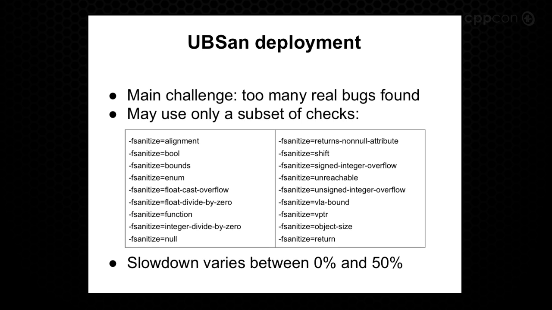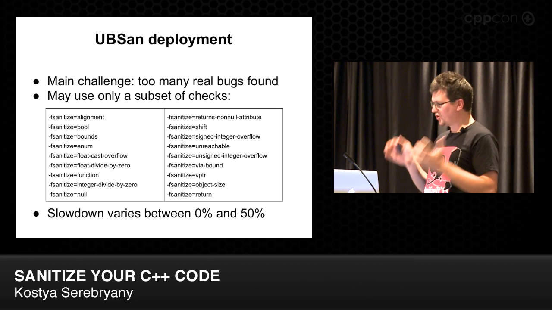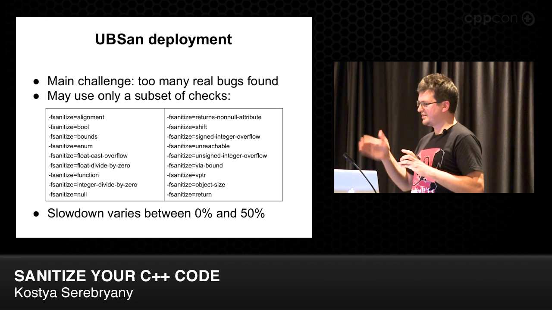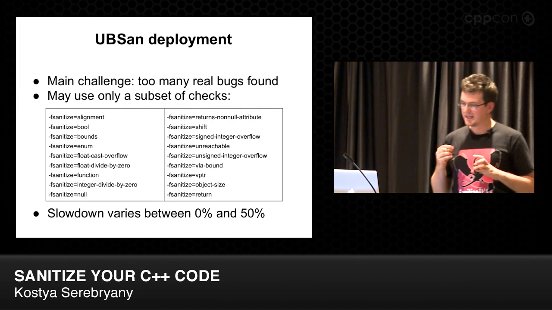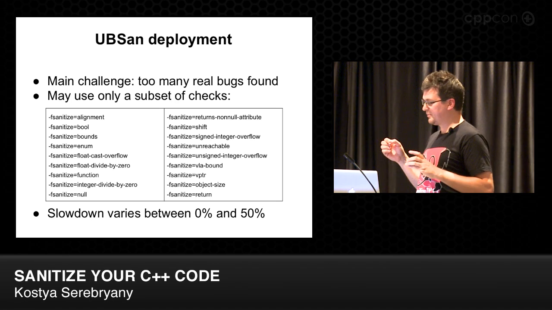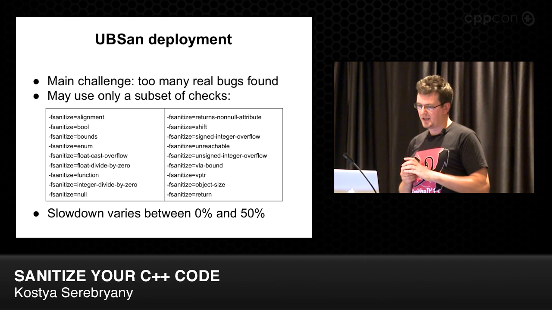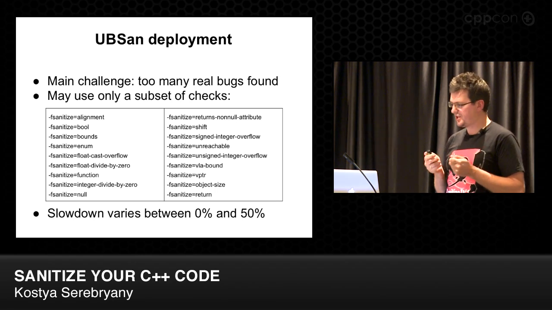So the main challenge with UBSan, and it is even more of a challenge with UBSan than the previous tools, is that it finds too many real bugs. You just cannot enable it on a huge code base at once. You have to cut the dog's tail in small pieces. For tool developers, this is a good problem to have. But since we're also tool deployers, this is a hard problem to solve. And this tool allows you to enable a subset of checks at one point.